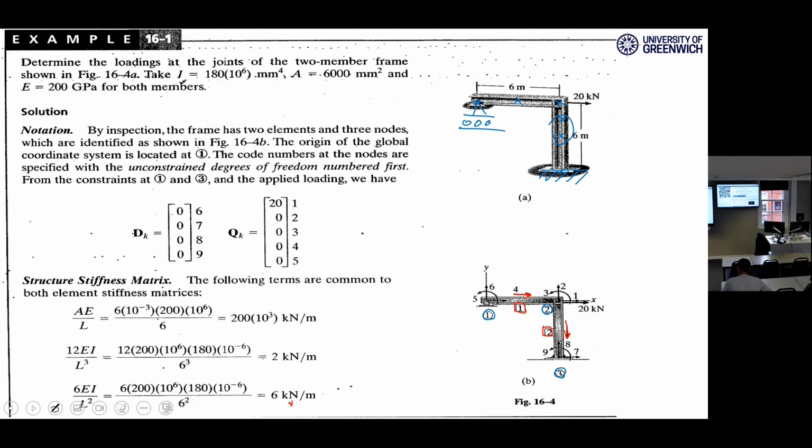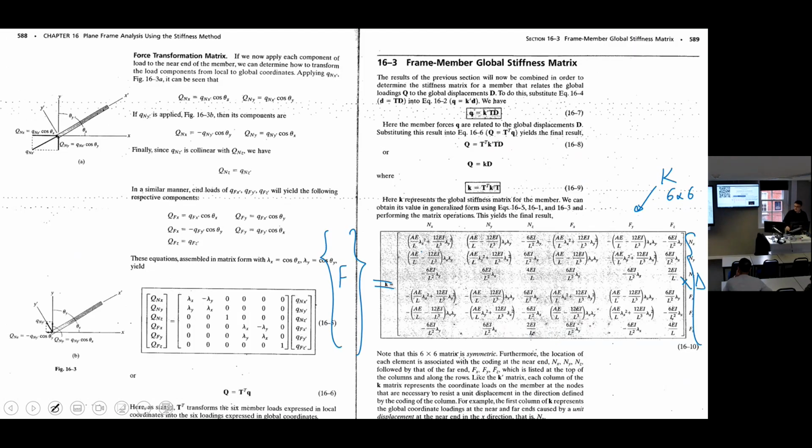Okay. I need to assemble the stiffness matrix for each element. I'm going to use this formula for each element, element number 1, element number 2. I'm going to use this one. Because of that, I need to know I, E, A, L, lambda X, and lambda Y.